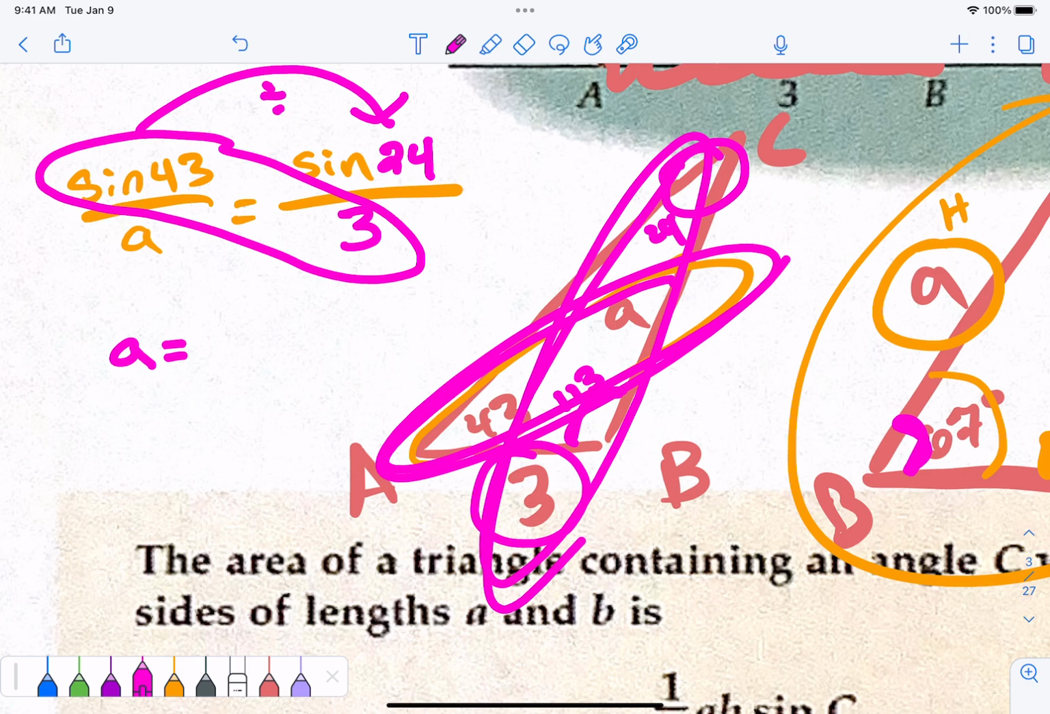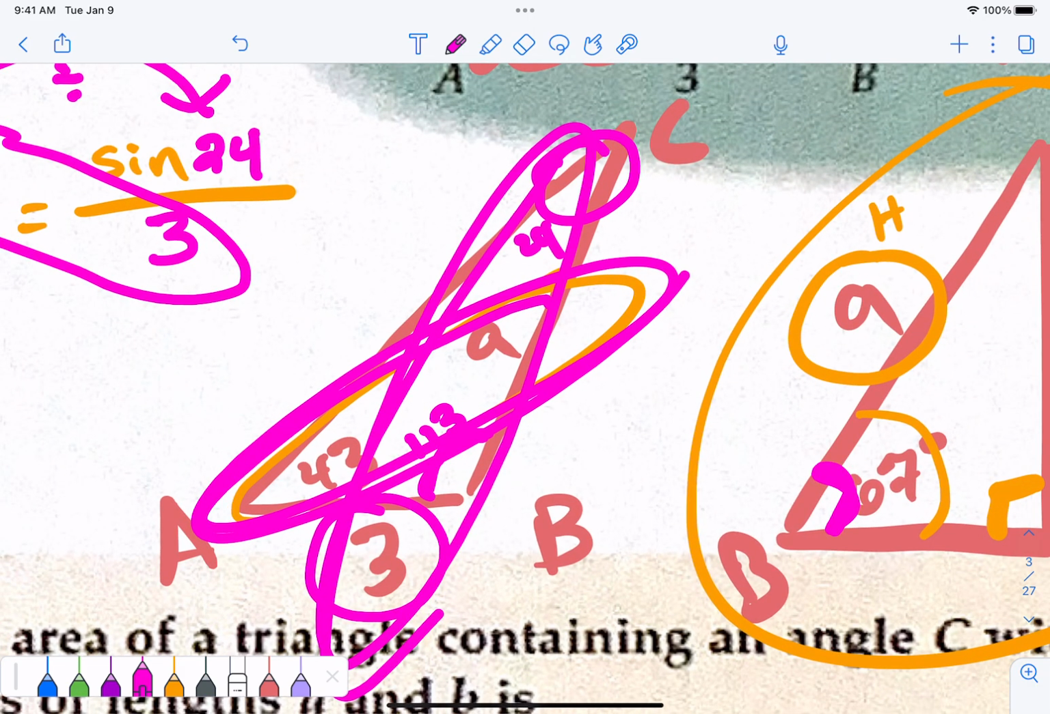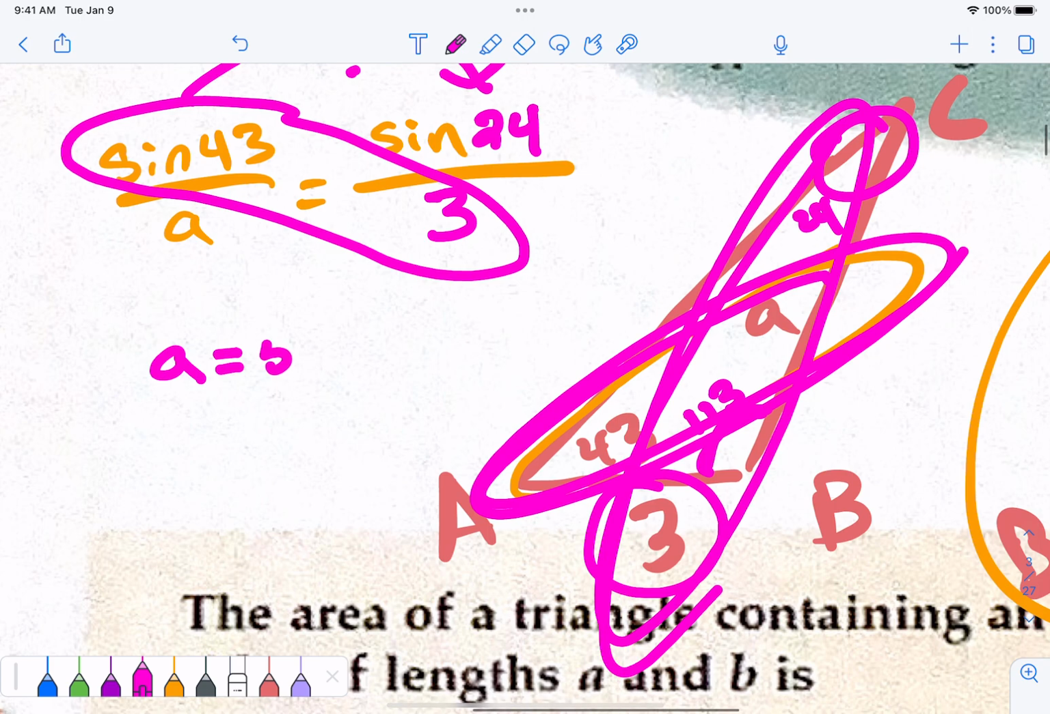Make sure you're in degrees on your calculator. It should be bigger or smaller than 3? Bigger than 3, right? 43 is bigger. Okay. 5.03. Perfect. Okay, we'll use 5.03.